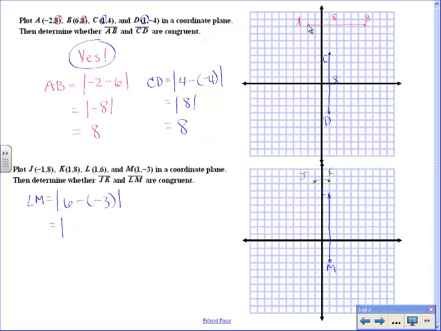Add the opposite, and I'll be taking the absolute value of 9, which is just 9. Now I need to find the length of segment JK, so I'll take the absolute value of the difference in their x coordinates since the y coordinates are the same. So here we'll take the absolute value of -1 minus 1, which is just the absolute value of -2 or 2. We can see that those aren't congruent.